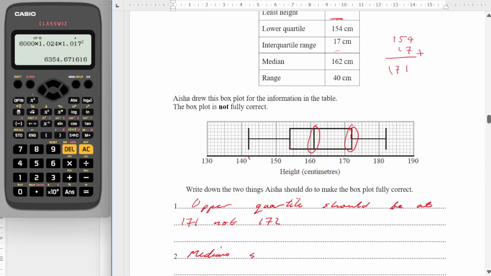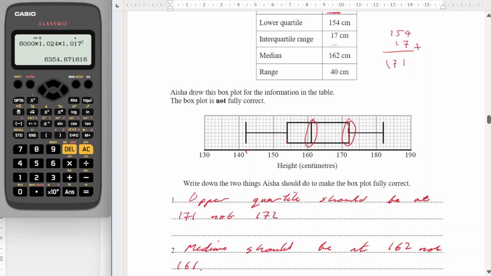Median should be at 162, not 161. And then have we got any others? I think those are the two acceptable ones. We could have other versions of that though. Range of 40, let's just double check that. The range does work. So instead of saying that the upper quartile should be at 171, not 172, you could have said the interquartile range is 16, not 17. That's the same version, but it still looks slightly different.